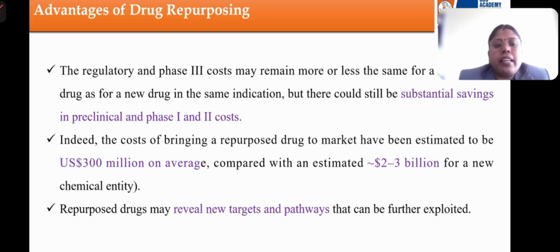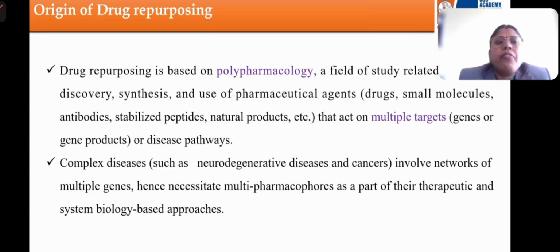A very important advantage is that repurposed drugs may reveal new targets and pathways that can be further exploited. That's what I told you: it always depends on polypharmacology and multiple targets rather than a single target. Where did drug repurposing start? The origin.